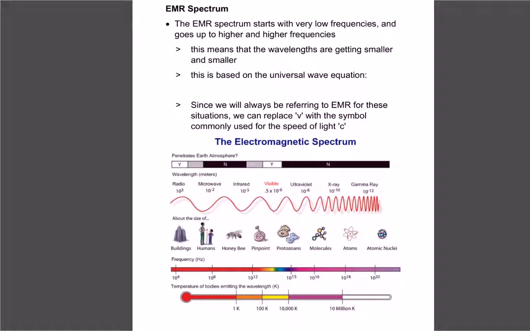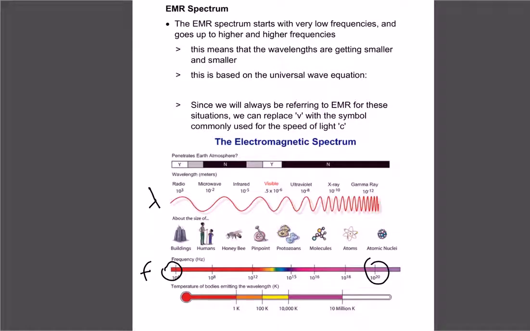So our EMR spectrum, typically we go from low to high frequency. That means that the wavelength is reversed. We're going from large to small wavelengths. You can see here our wavelength, radio waves are big, and at the other end of the spectrum, gamma radiation is quite small. And you can see with frequency it works the opposite. So for radio waves, our frequency is quite small, and gamma rays quite large.